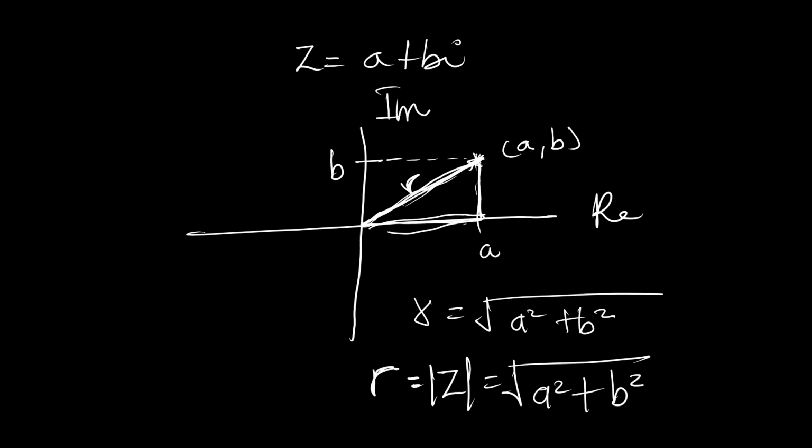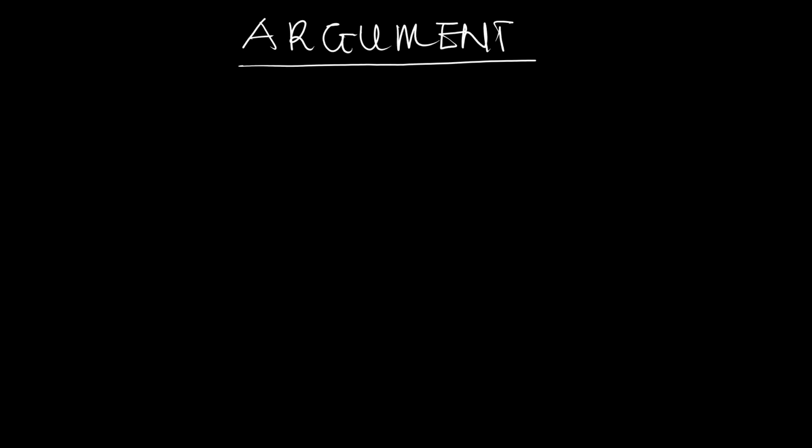Alright, let's move on to the argument of a complex number. The argument of a complex number is the angle between the positive real axis and the line representing the complex number on the argand diagram, or the angle between the positive real axis and the modulus of the complex number.